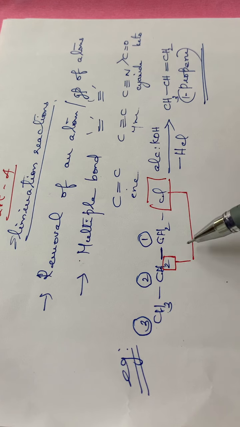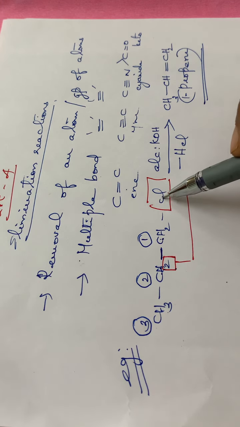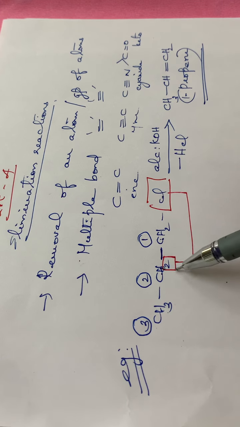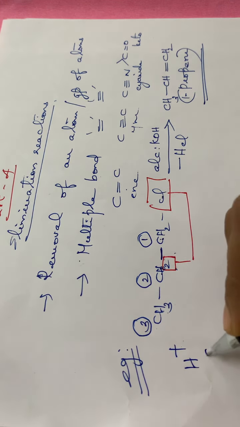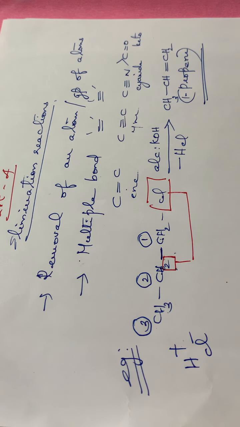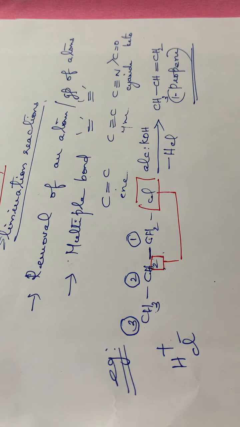Here the eliminated groups are one H plus and one Cl minus. This H plus is an electrophile, a positively charged species, along with a nucleophile. So a double bond will be formed. This is a suitable example of an elimination reaction.